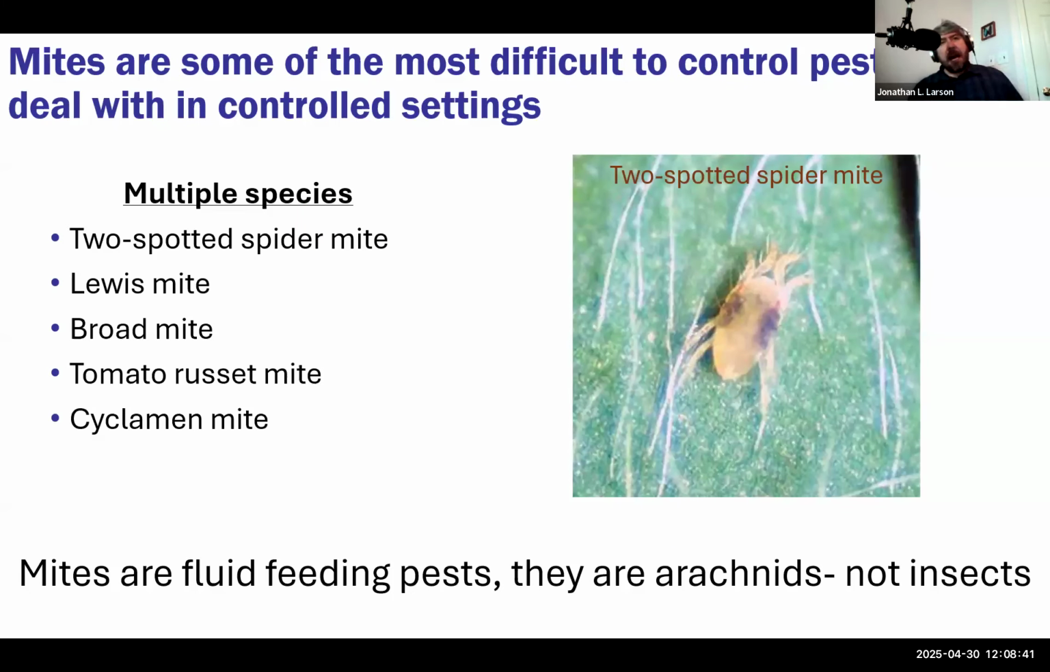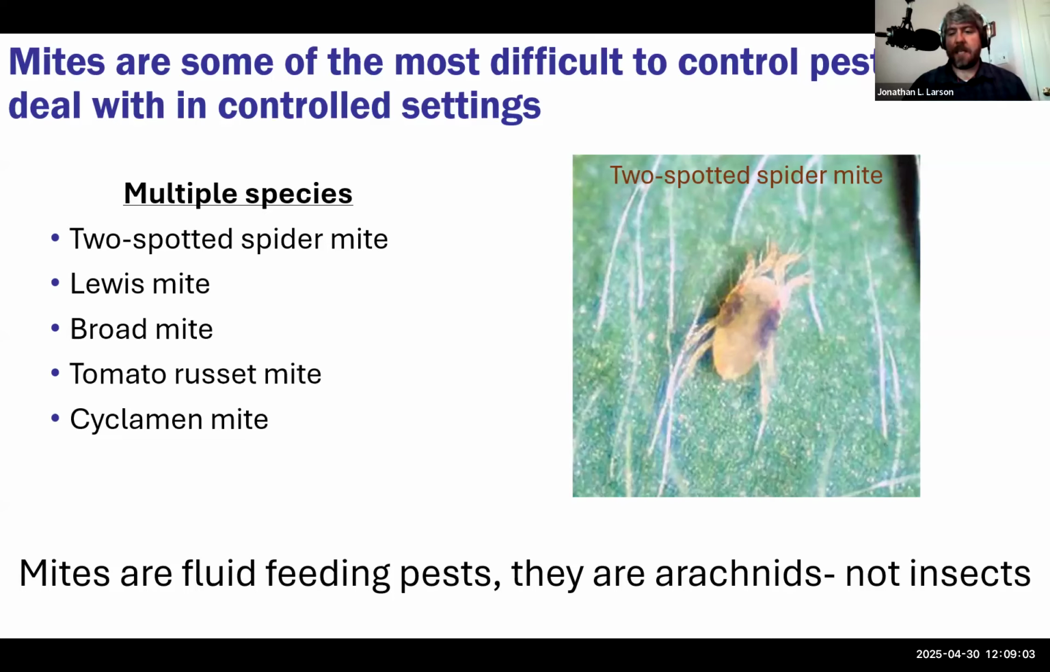The other things that can kind of pop up at the start of the season include some mites. Mites are often very difficult to control because they can proliferate quickly in a controlled setting, and they're also so small, they're very hard to detect. They're fluid feeding pests, just like the aphids. They feed on slightly different liquids, and they're also arachnids, so they're not insects.